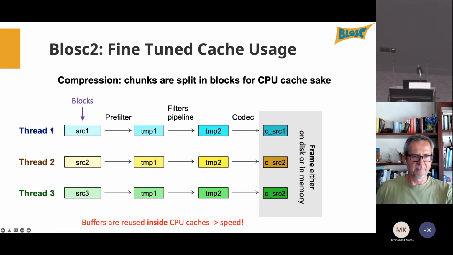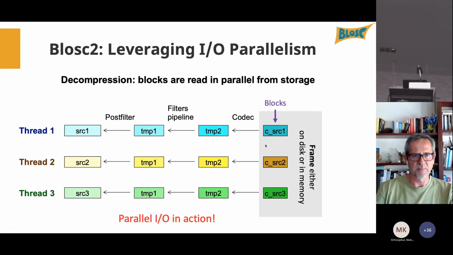Okay, so we have different threads, and all these blocks are passed through the pre-filter, the filters pipeline, and then the final step is the compression via the codec. And it is stored either on disk or in memory. But the one important thing is that buffers are reused inside CPU caches, so that means a lot of speed can be gained.